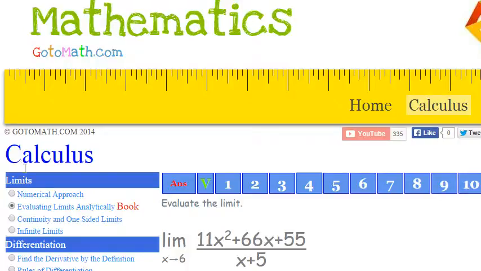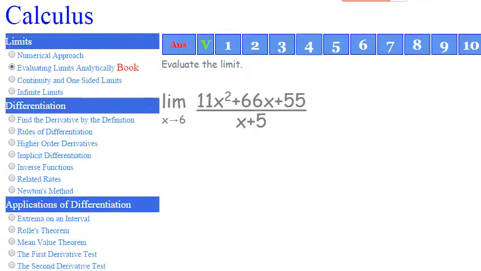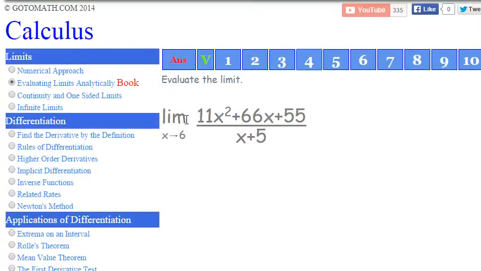Here we are once again. We're at gotomath.com. We're looking at calculus and specifically limits, and we're evaluating them analytically. Let's take a look at what we got here. We got the limit as x approaches 6 of 11x squared plus 66x plus 55 over x plus 5.